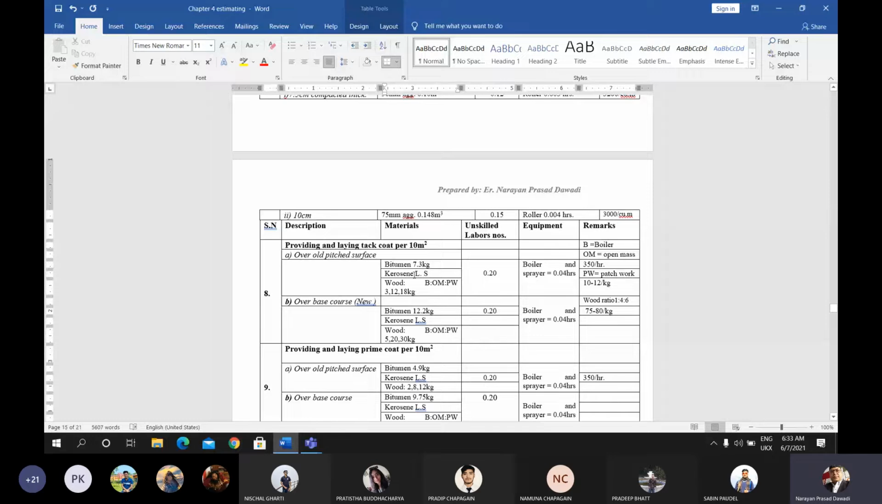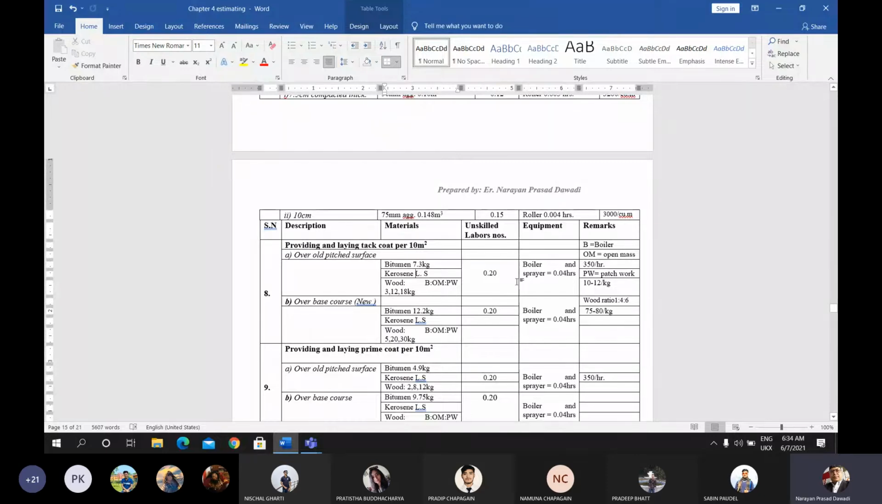Now these are the materials, and the unskilled labor is 0.20 number. And for this we need the boiler and the sprayer. The boiler is used for heating the bitumen, and the sprayer is used to spray the liquid bitumen over the old pitch surface or the new base course surface. Boiler and sprayer are provided under a single heading, which is 0.04 hour.